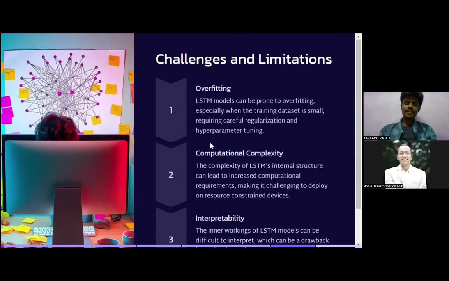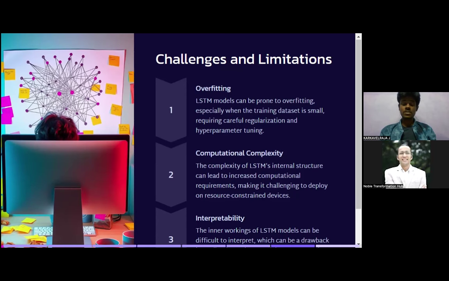Overfitting. LSTM models can be prone to overfitting, especially when the training data is smaller. It requires careful regularization and hyperparameter tuning. Yes, true, right? It is going to learn from each and every pattern. That's the reason it leads to overfitting when we have very minimal data.